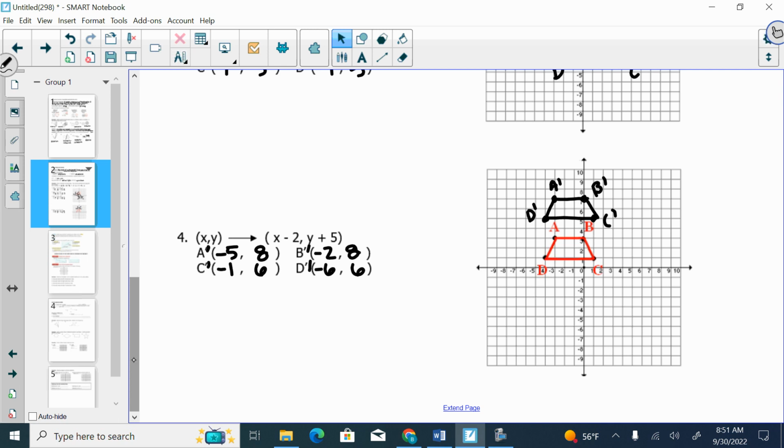So we got -5, 8 is A double prime. -2, 8 is B double prime. -1, 6 is C double prime, and negative 6, 6 is D double prime.